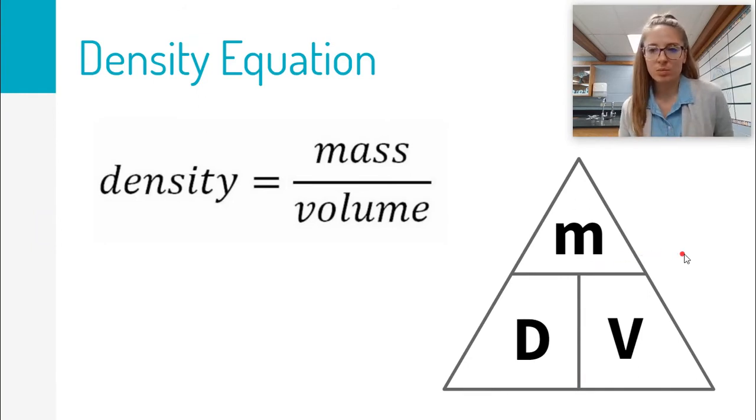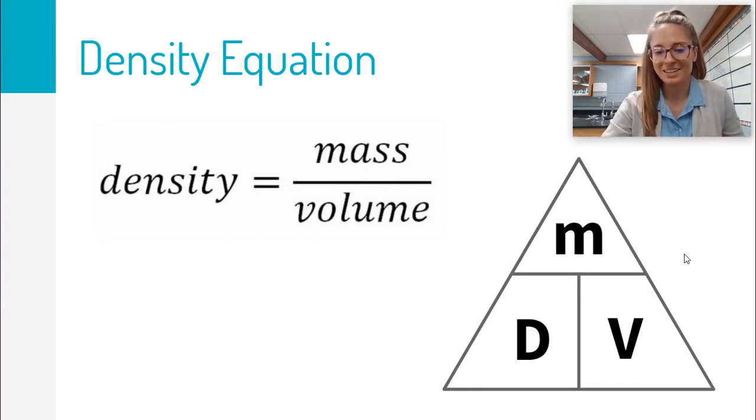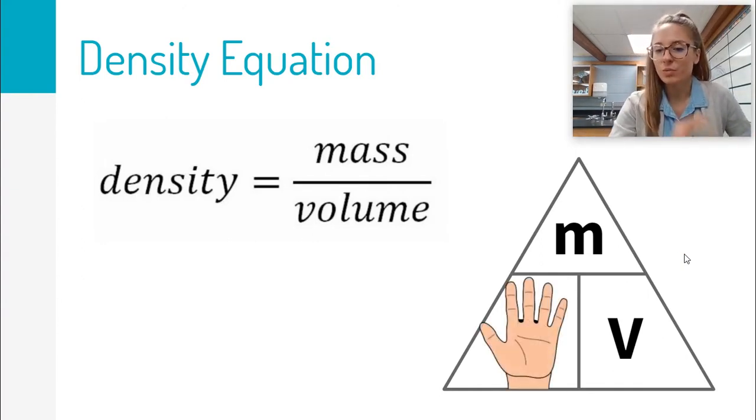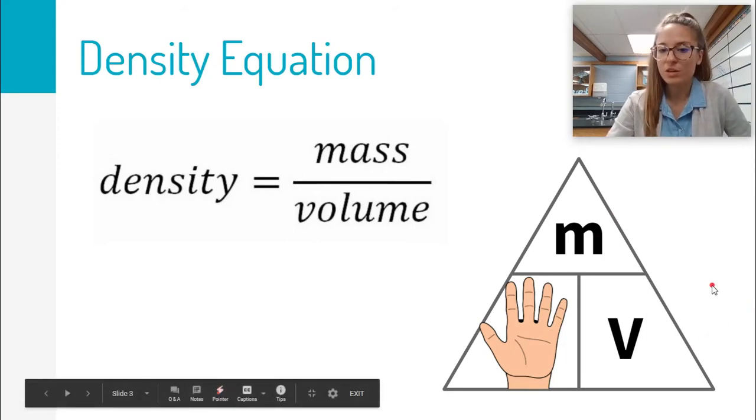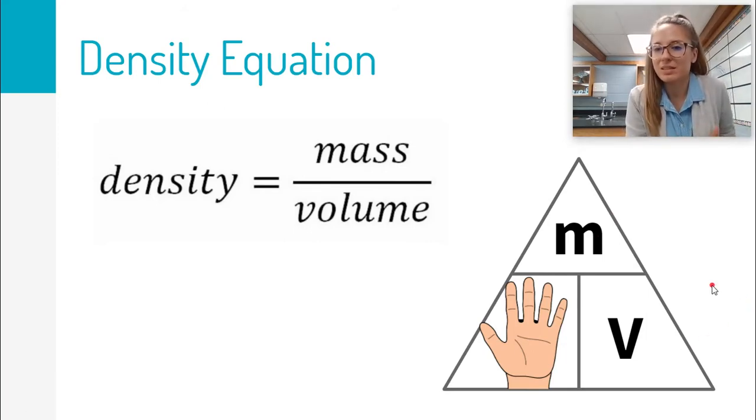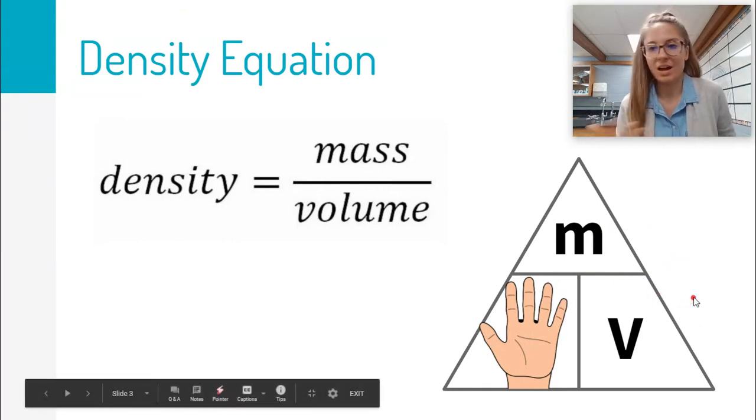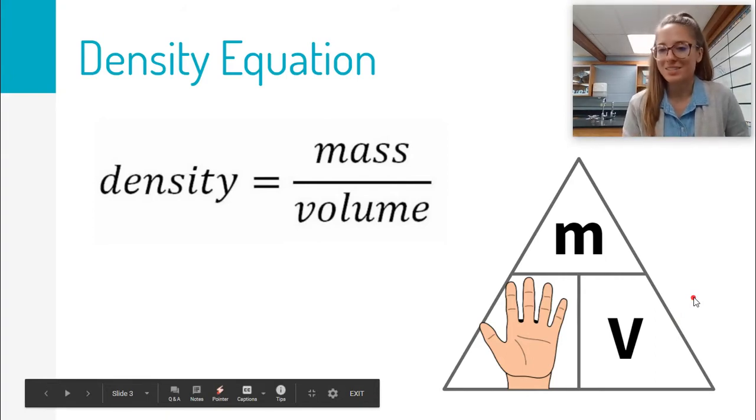So let's say that we're given a problem and we need to calculate the density of something, and we were given the mass and the volume. To figure out what to do with the mass and the volume to calculate density, you would cover up the density with your hand. So D represents density, M represents mass, and V represents volume. You cover up the D with your hand because that's density, that's our unknown, and we're left with M. This line represents division, so M divided by V. So you would just divide mass and volume and you would get your density.